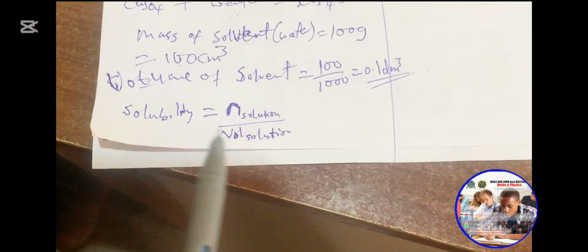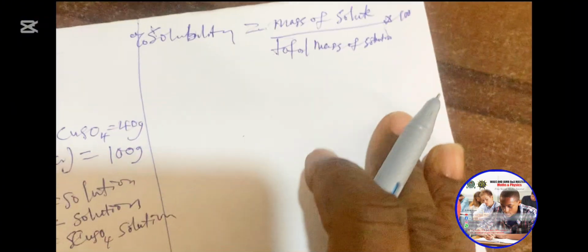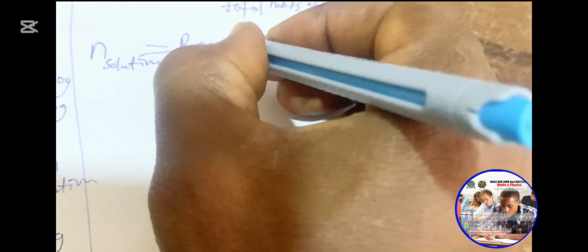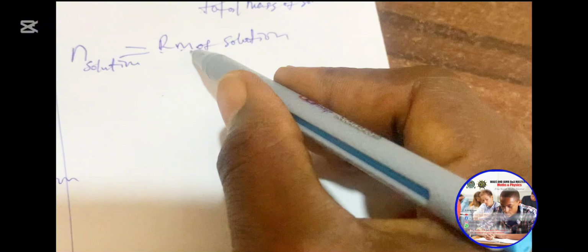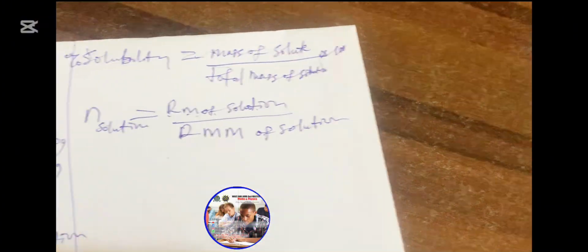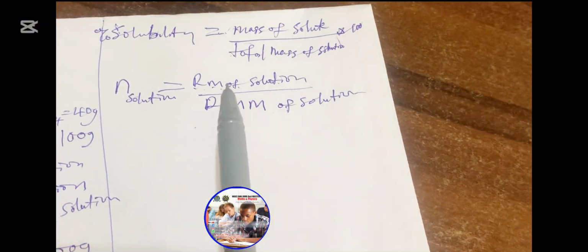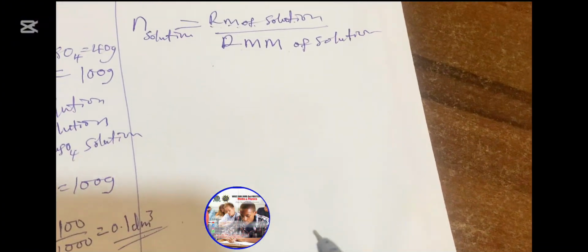So here we know the volume of a solution, we don't know our number of mole, so we need to get what number of mole is. So number of mole of solution is equals to reacting mass of solution, reacting mass represented with capital N, small m, all over relative molecular mass of solution.